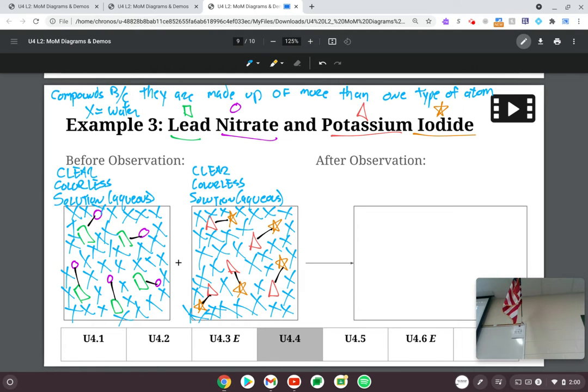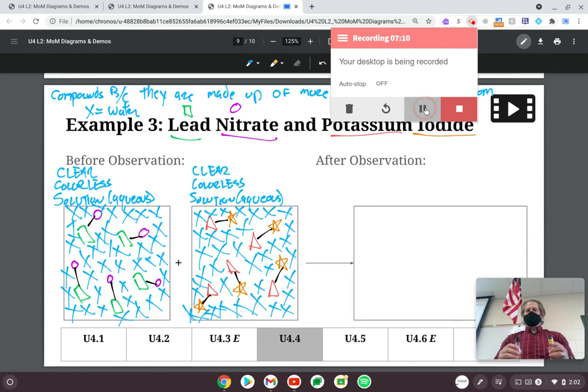Now, here's the lead, and here is the potassium. And we'll walk around and show that just for posterity. So in this reaction, I'm going to combine the lead nitrate and the potassium iodide. So I'm going to pour them together like this.